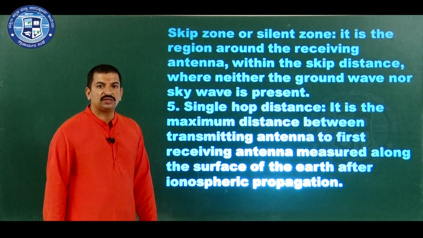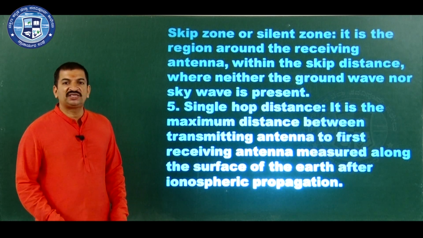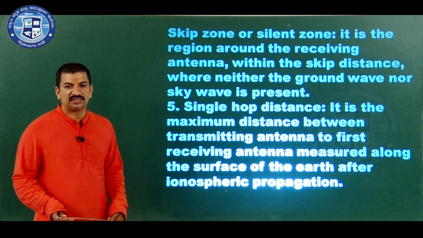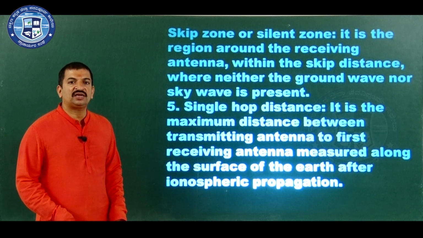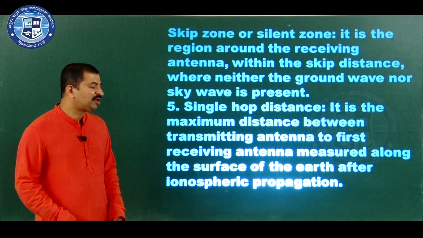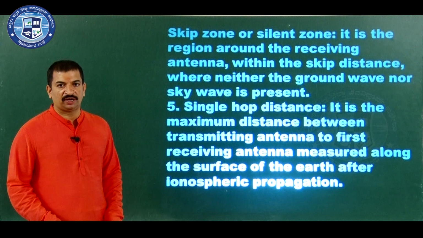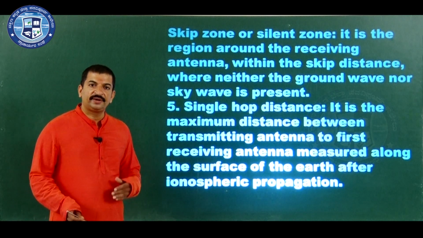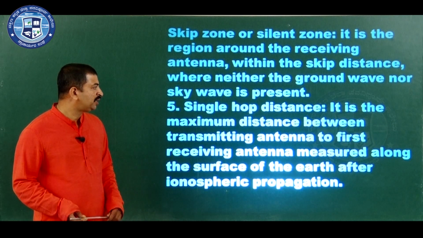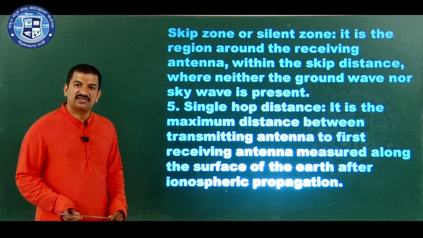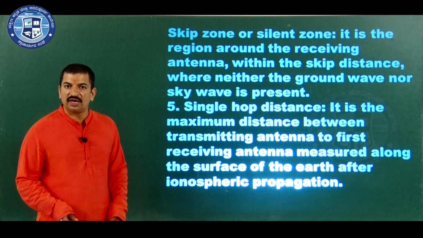So, one more definition known as the single hop distance. Single hop distance is similar to the skip distance. It is the maximum distance between the transmitting antenna and the first receiving antenna measured along the surface of the earth after ionospheric propagation. So, I repeat, it is the maximum distance between the transmitting antenna to first receiving antenna measured along the surface of the earth after ionospheric propagation.